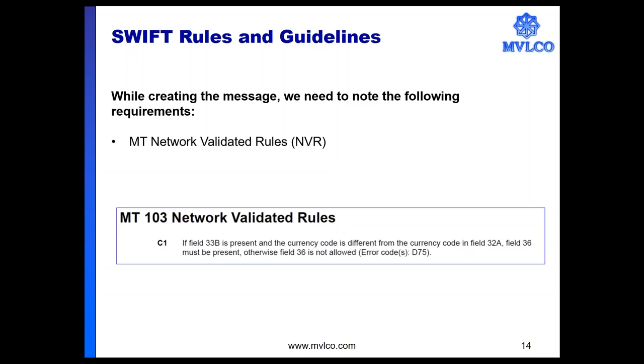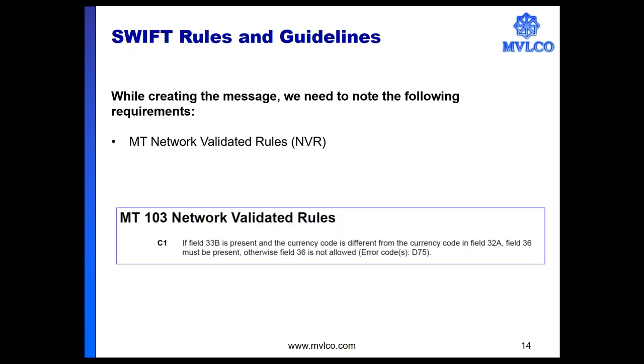You may follow them, you may not follow them. We are now going to discuss the first mandatory requirement. The first mandatory requirement is following or complying with the network validated rules, the NVR. Every SWIFT message would provide you with the network validated rules. Now, what's a network validated rule? A rule which has to be complied with by the creator of the message.